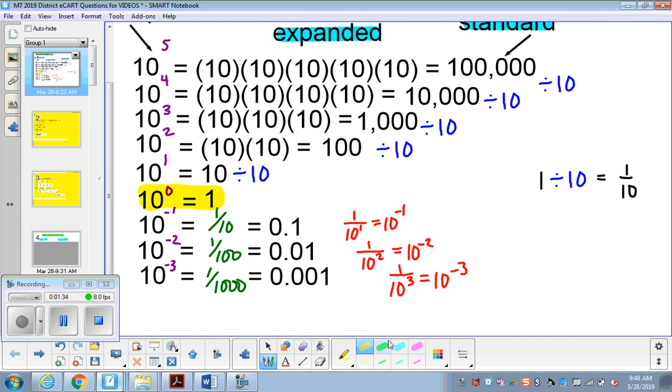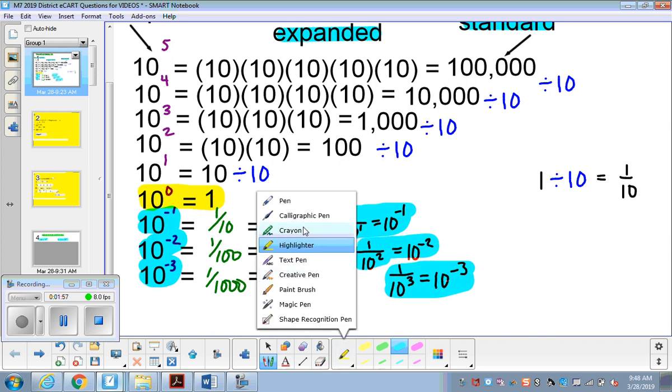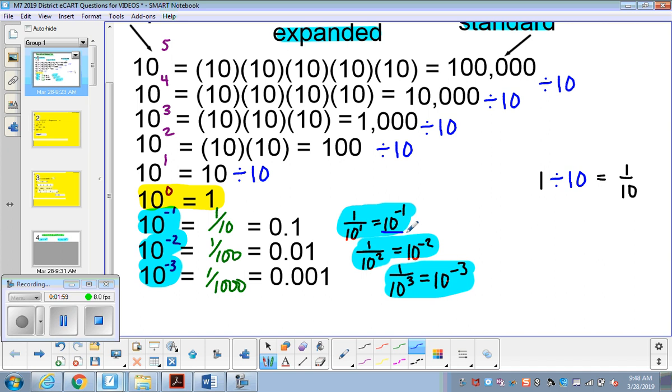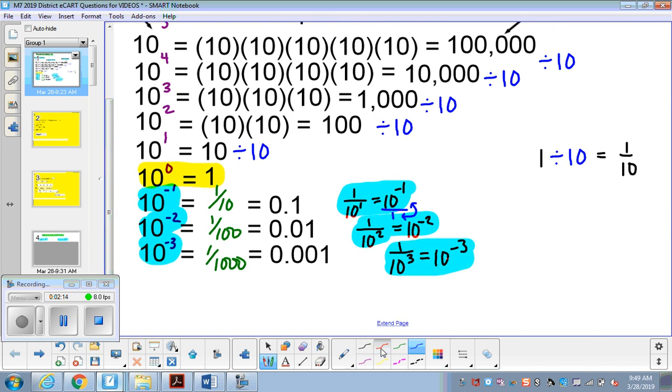Now I want to remind you guys also that this 10 to the negative 1 is the same then as 1 over 10 to the first power. 10 to the negative 2 is the same as 1 over 10 squared, because it's 1 over 10 times 10, which is 100. And 10 to the negative 3 is the same as 1 over 10 cubed. So they're just the inverse of each other. If I put 10 to the negative 1 over 1, now when we flip those, you can see it now becomes positive. So 10 to the negative 2 is 1 over 10 squared, and 10 to the negative 3 is 1 over 10 cubed.